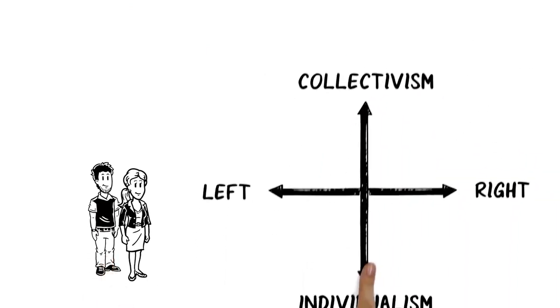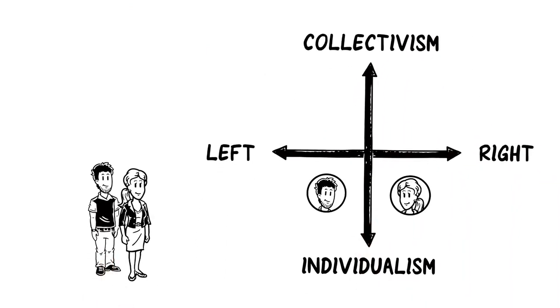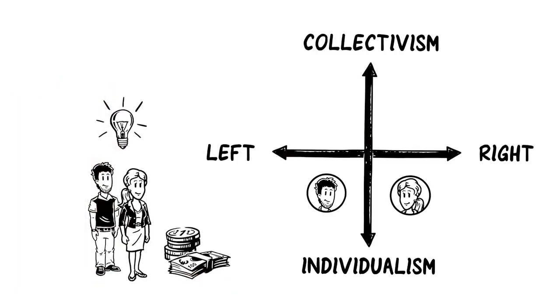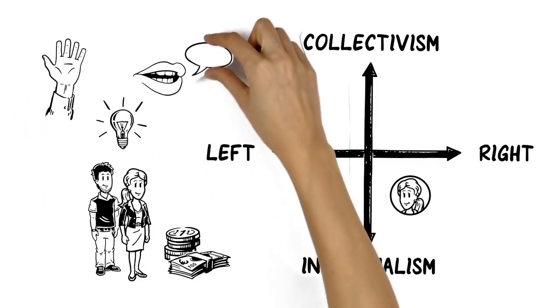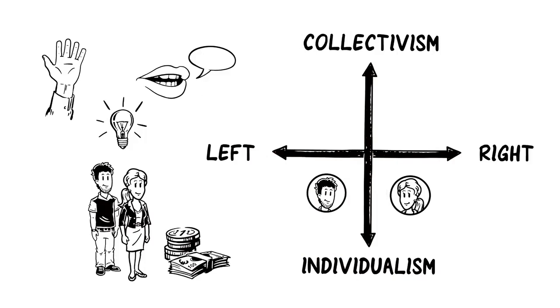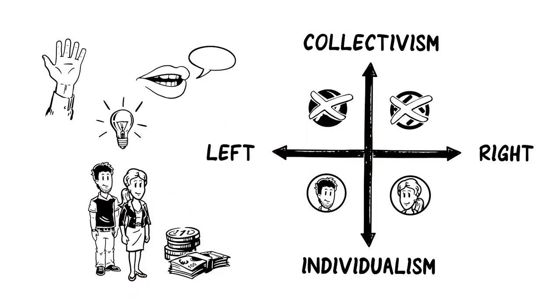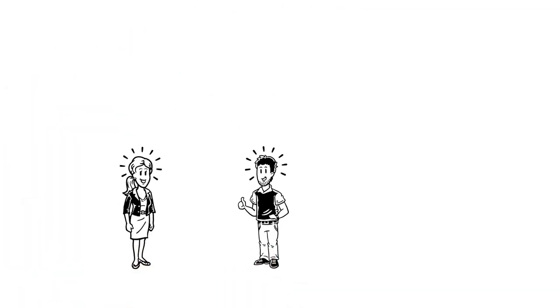When Paul's and Lena's political beliefs are plotted on the spectrum, they see that although they have some very different ideas about the economy, they are both firmly in the bottom half, which means they respect each other's individual rights like freedom of speech and are opposed to totalitarian ideologies like communism and Nazism. Paul and Lena are delighted.